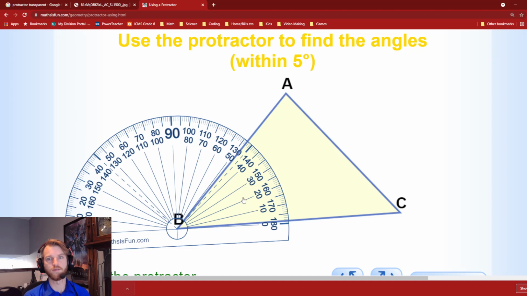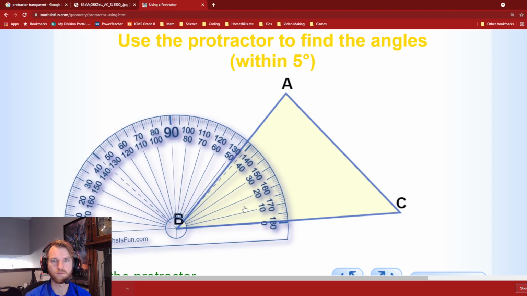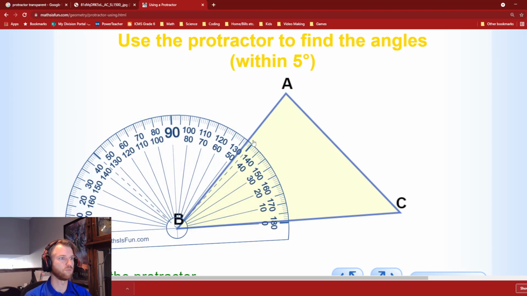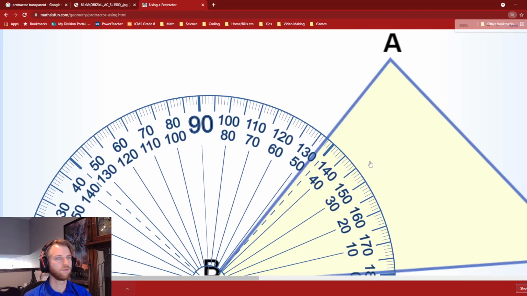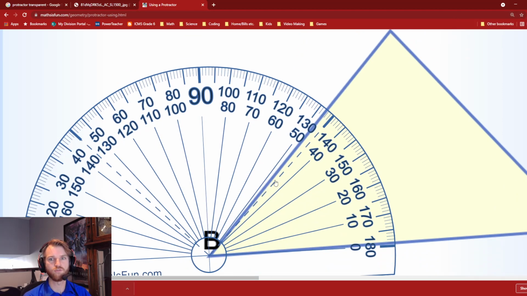Okay, and in this case, let's see if I can zoom in. If your lines are ever too short, you can always use a ruler and draw them to be longer so they line up right with your protractor here, and that makes it easier to tell exactly how big this is.